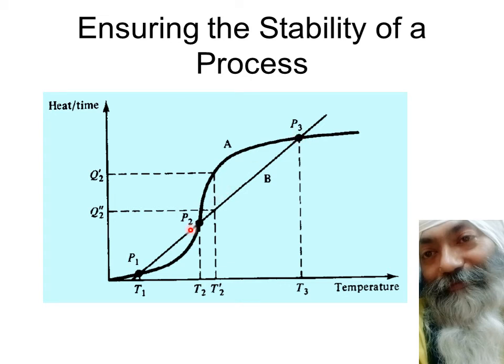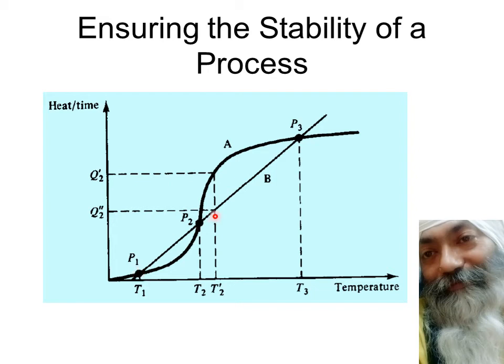And while going down, once it goes down, it continues to go down and down and down, and ultimately it will reach point P1 where it's going to stabilize. We'll see how it stabilizes, and that's the point P1. Here again, the temperature is T1 and the heat released is equal to heat absorbed.